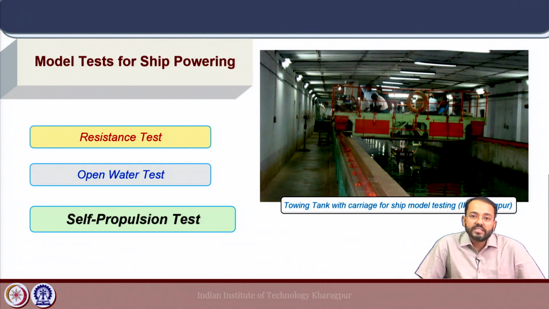In addition to this, in general for naval architecture there are other tests like seakeeping tests in waves and maneuvering tests, which are done for models for assessing the performance of a vessel in waves and also for the maneuvering performance of a vessel. These tests which are mentioned here are specifically used for ship powering and hence are discussed in this particular course.